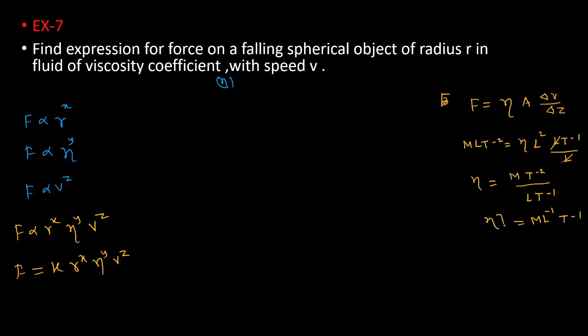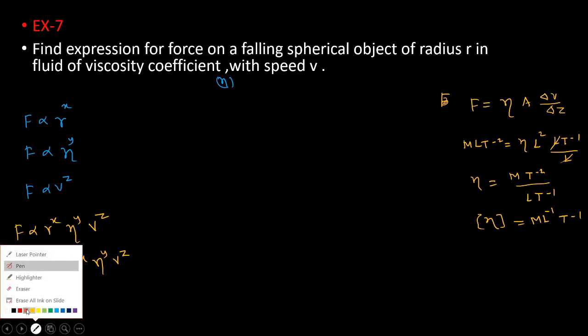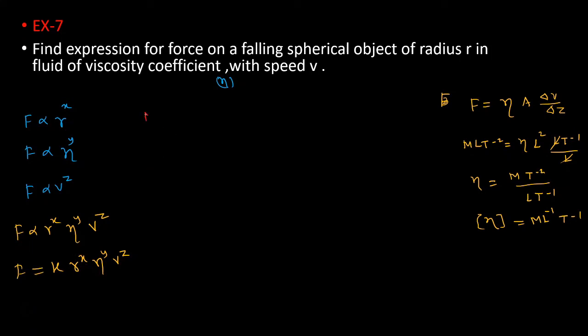What will be the dimension of eta? That is m L inverse t to the power minus 1. Now I will put the dimensions one by one. Okay guys, I hope it is clear to all of you. Now we know the dimension of force. Force equals m L t to the power minus 2. What is the dimension of the constant? Keep it constant. What is the dimension of x?